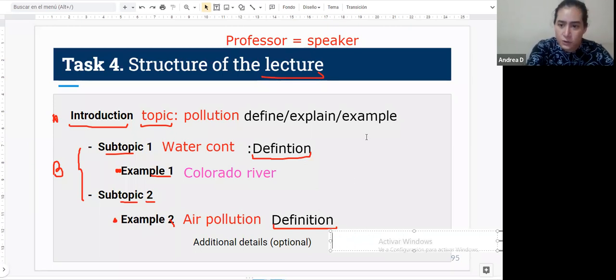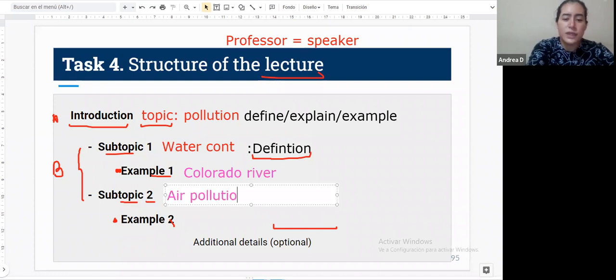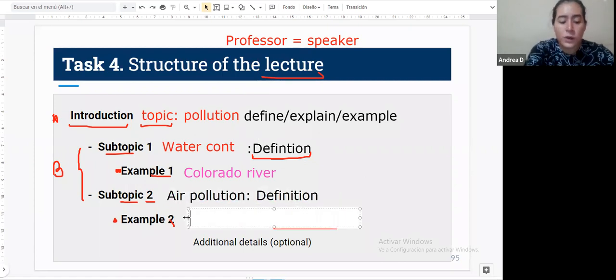Wow, I think I did it in the wrong place, didn't I? Sorry. Okay, the subtopic was air pollution, right? Don't forget. And its definition. And the example could be something like, I don't know, Coca-Cola company and how they pollute the air.